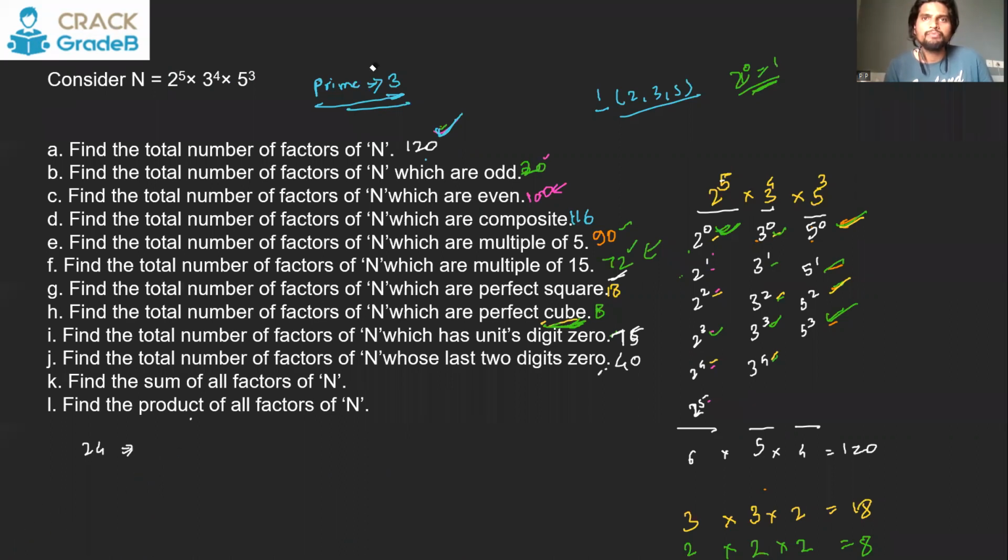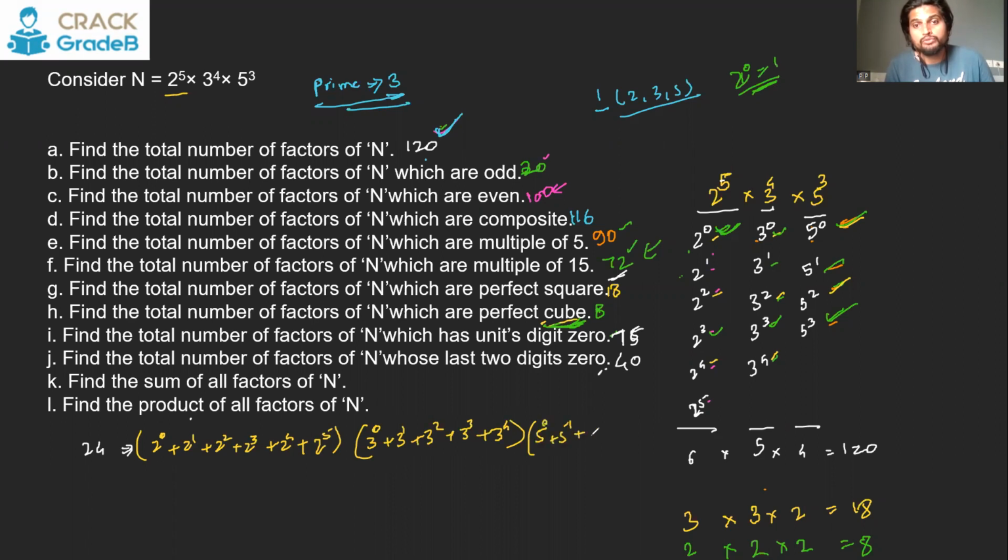For example, this is 2 raised to power 5. So you'll write 2 raised to power 0 plus 2 raised to power 1 plus 2 raised to power 2 plus 2 raised to power 3 plus 2 raised to power 4 plus 2 raised to the power 5, 0 to 5. Then for 3, you will write 3 raised to power 0 plus 3 raised to power 1 plus 3 raised to power 2 plus 3 raised to power 3 plus 3 raised to power 4. For 5, the powers are 0, 1, 2, and 3.